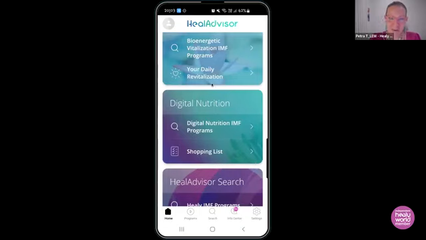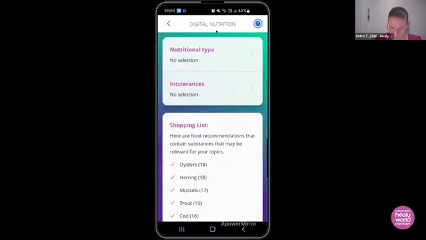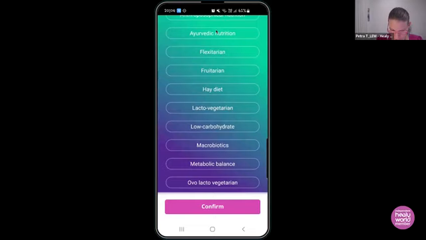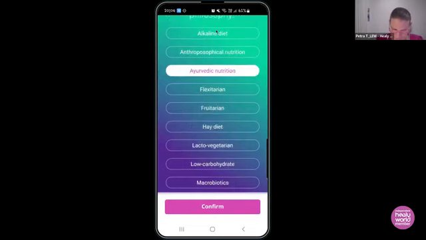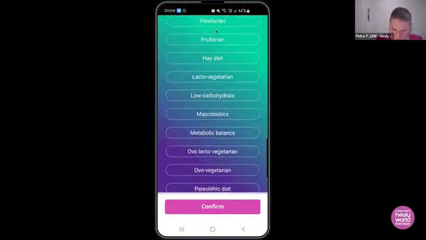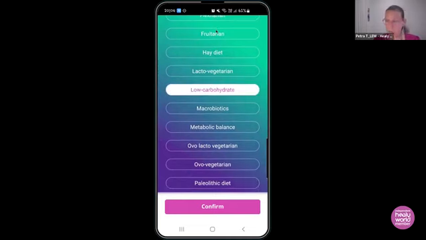Okay, so the digital nutrition, you have an option. The first app that came out had an option for recipes and all of that, but now it doesn't have that. You can have the shopping list, so you can actually select nutritional type. For example, Vedic nutrition, alkaline diet, low carbohydrate, like your diet, what you normally eat or what you would like to eat. And then you go confirm.